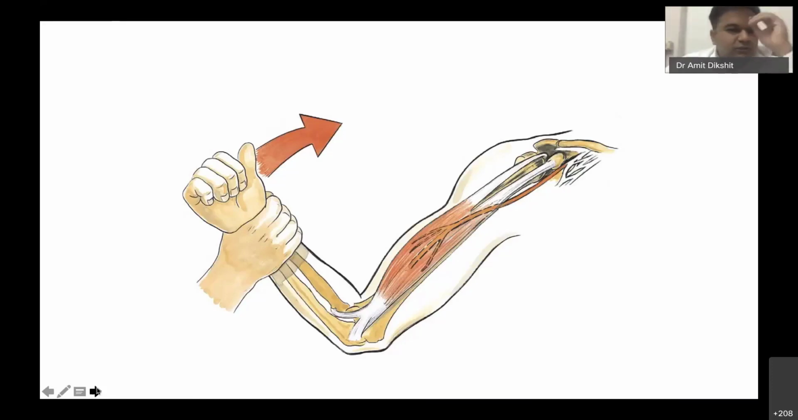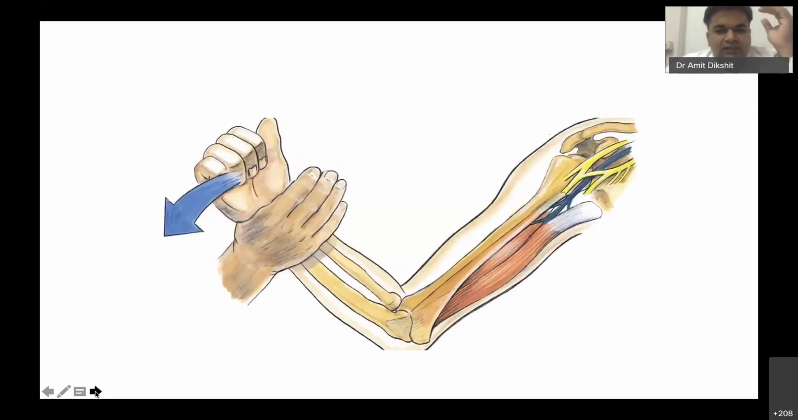So when is the question of rescue block? I always teach my residents as well as my fellows that after giving a block, please check your block. This is push, pull, pinch, pinch. This is the biceps muscle, and you check for the flexion movement. If it is paralyzed, then probably the musculocutaneous nerve is nicely blocked. Then this is push.